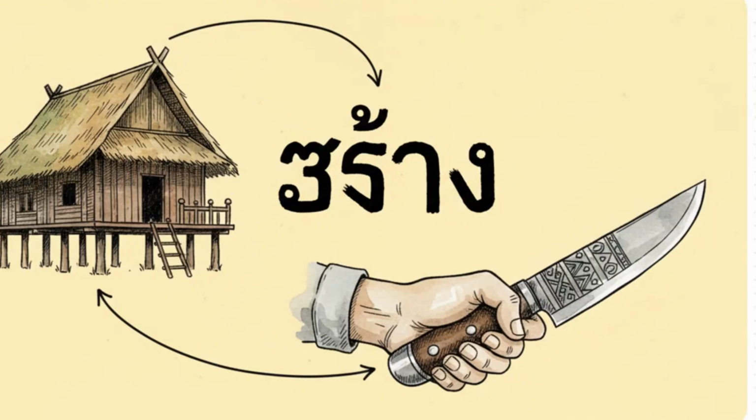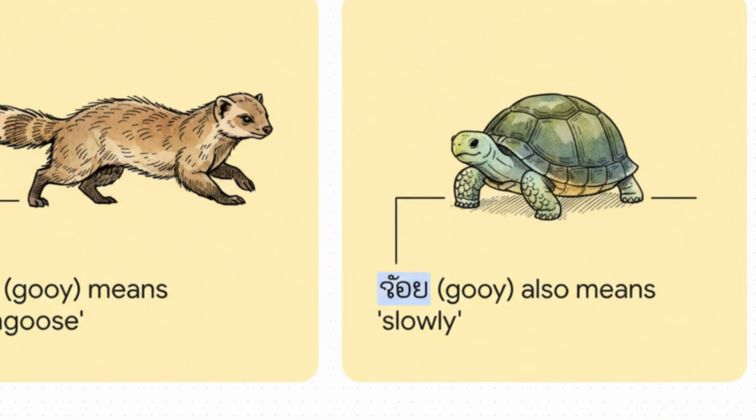The language also holds some really wonderful little surprises. Take the word pronounced gang. Now, depending on the context, gang can mean house, but gang can also mean knife handle. Two completely unrelated things sharing the exact same sound. It just shows you how crucial context is. Here's another great one. The word gui means mongoose, but it also means slowly. Now, I'm not sure if anyone has ever seen a mongoose move slowly, but this little quirk is part of what makes every language its own unique and kind of playful system.